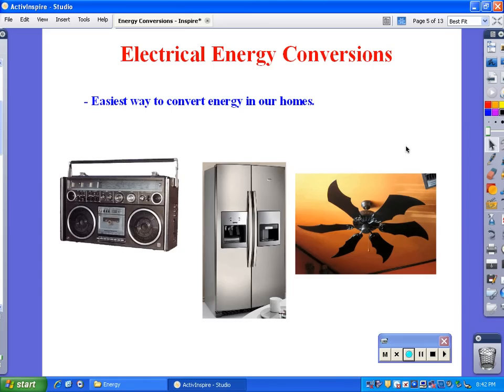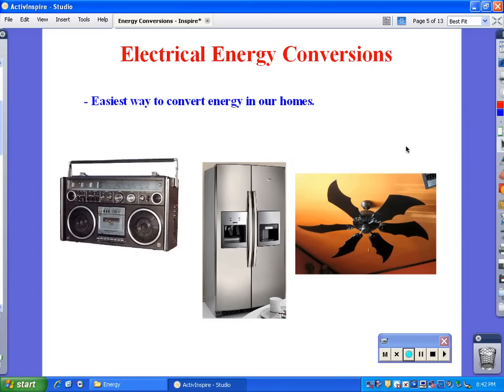Electrical energy conversions in your house are the easiest things to see as far as understanding what energy conversion is all about. You plug something in the wall and magically it works, right? The radio plays music, so it converts electrical to sound energy. But if you actually have the radio on, not a CD or your iPod, there's an antenna here. The antenna is receiving radio light, which is a light wave, and the antenna comes down and transmits that energy into sound energy, and boom, you hear it.